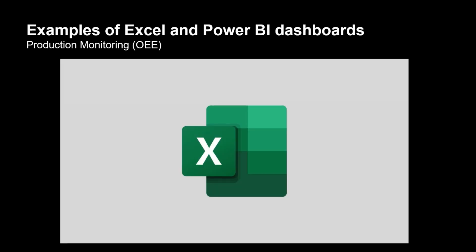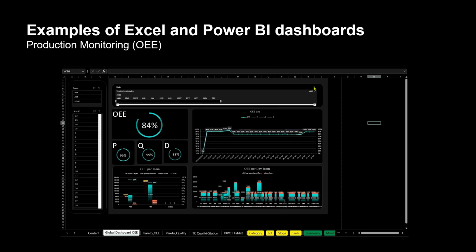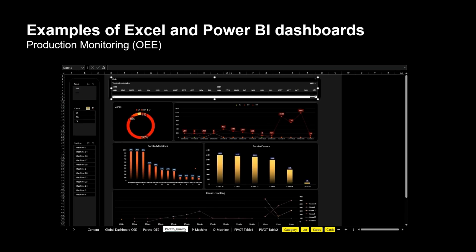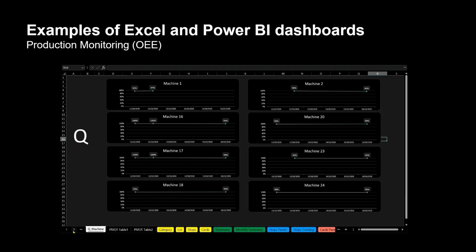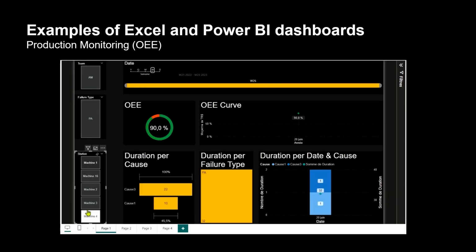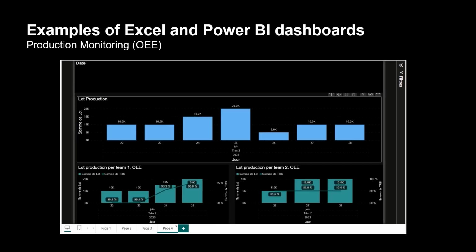Example 3. OEE Monitoring. Excel can calculate and visualize OEE with formulas and charts, but manual updates can be time-consuming for large operations. Power BI integrates directly with production systems, handling large datasets efficiently and providing real-time insights for proactive decision-making.